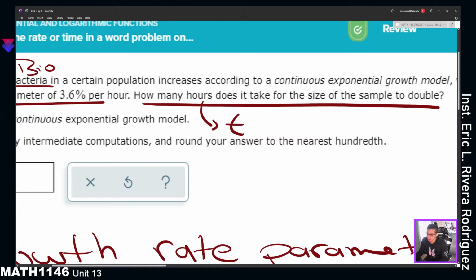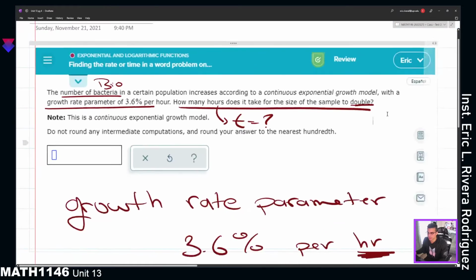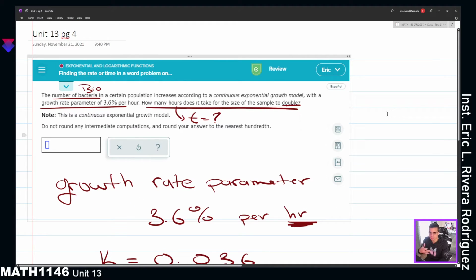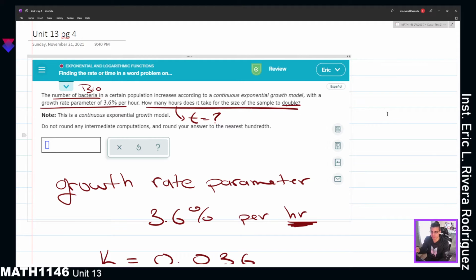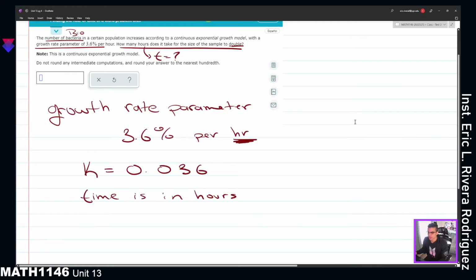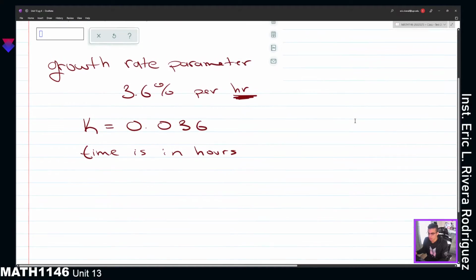This means that the unknown variable now is going to be t. So we are going to find the value of time, and again you will see it asks how many hours does it take for the size of the sample to double. So that means that we are working with a double time exercise. And again, double time term, I'm using it freely. I'm just using it to identify a specific type of exercise.